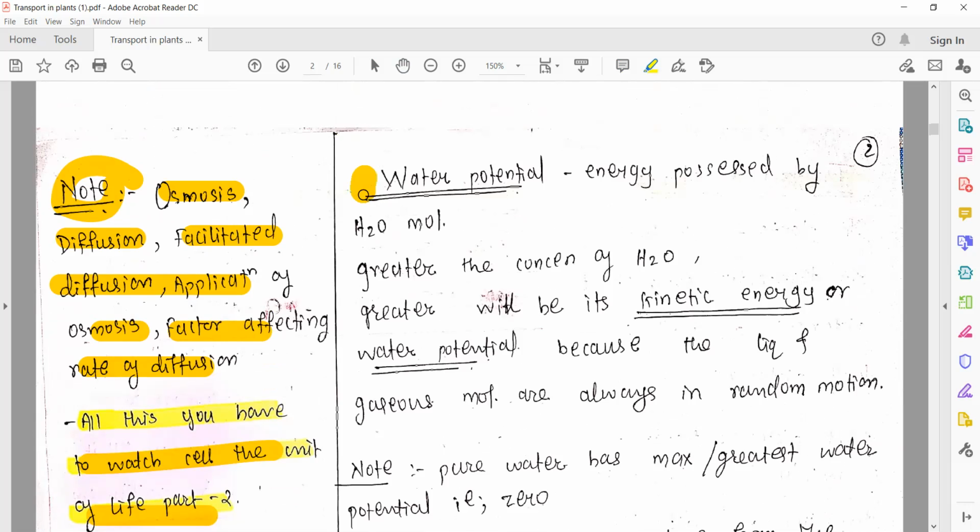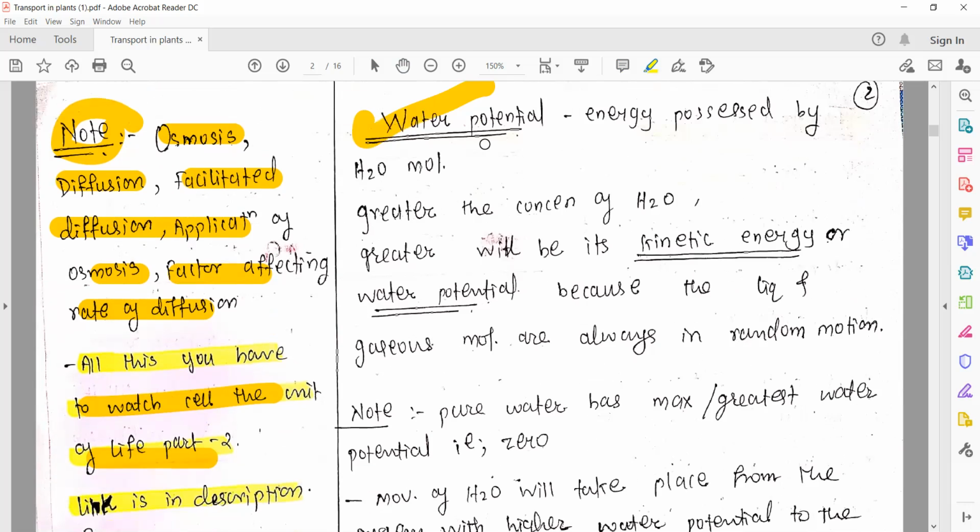So now let's talk about water potential. From here actually the topic of transport in plants, which we are going to deal with over here, has already started.